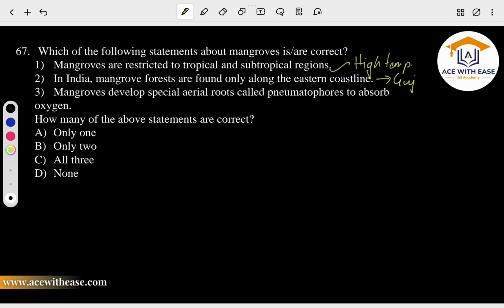We also have mangrove cover in Maharashtra, and we also have mangrove cover in Kerala. In that report, they have spoken about the decrease and increase of mangrove area. So do cover the Indian State Forest Report. Third option, mangroves develop special aerial roots called pneumatophores to absorb oxygen. Yes. So the first statement and the second statement are correct. Which of the following statements are correct? Only 2 statements are correct in this answer.